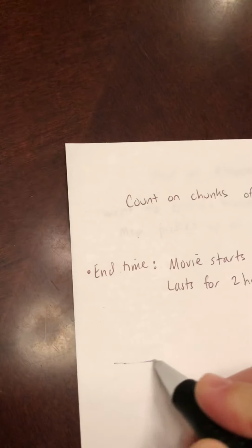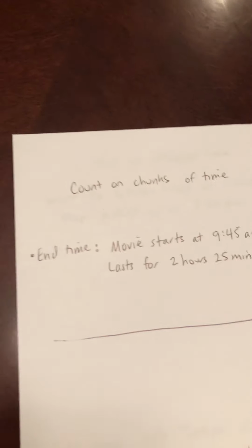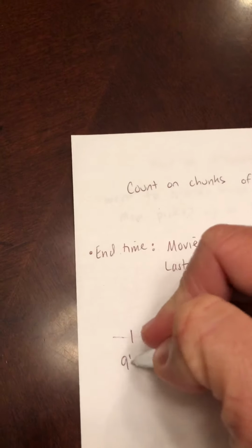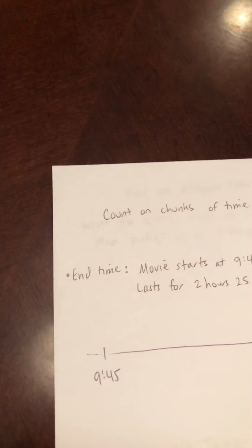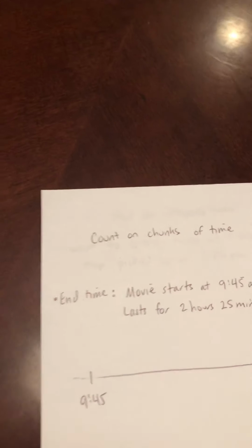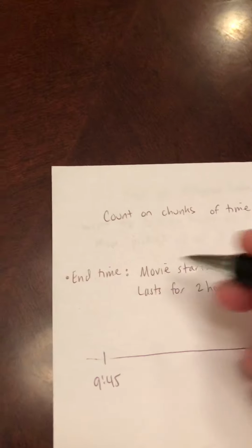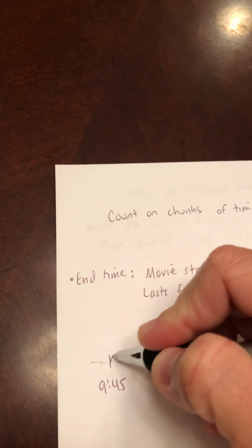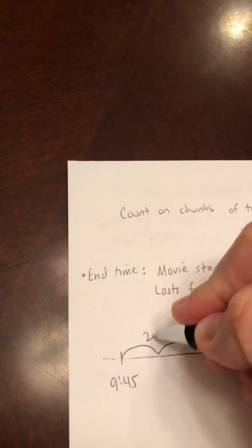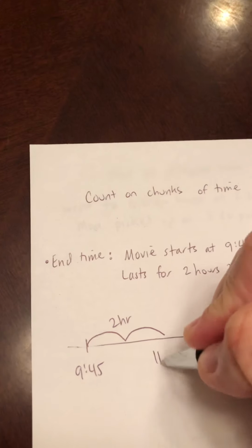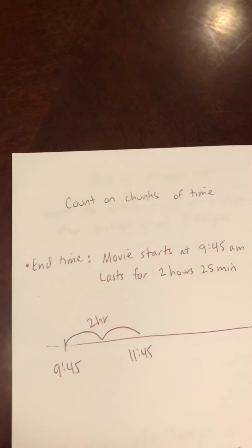Think about this like a linear timeline throughout the day. So if we're starting at 9:45 a.m. and something's going to last for 2 hours and 25 minutes, I'm going to count on chunks of time. I'm going to count on 2 hours. If I count on 2 hours, that's going to put me at 11:45 a.m.